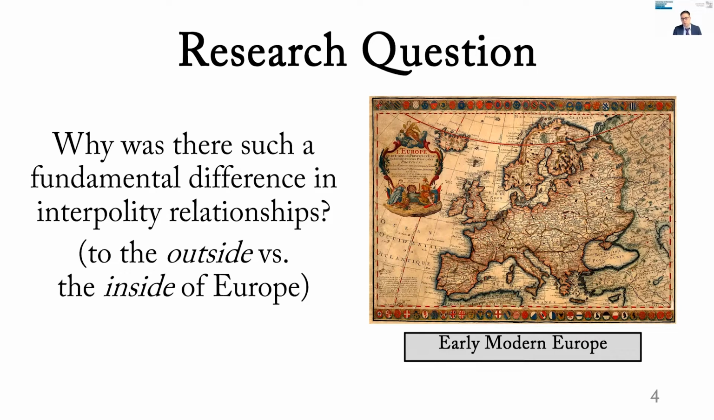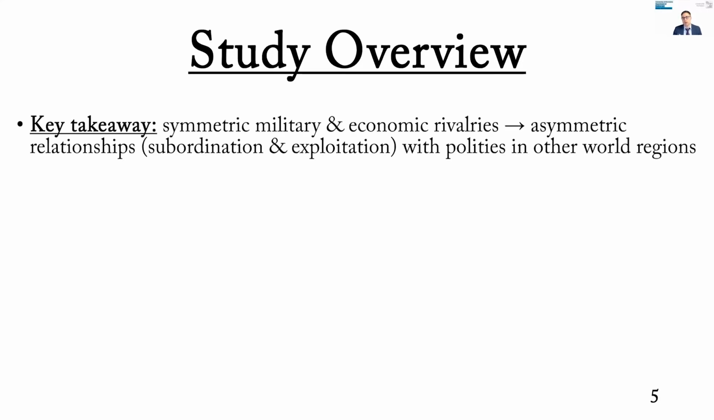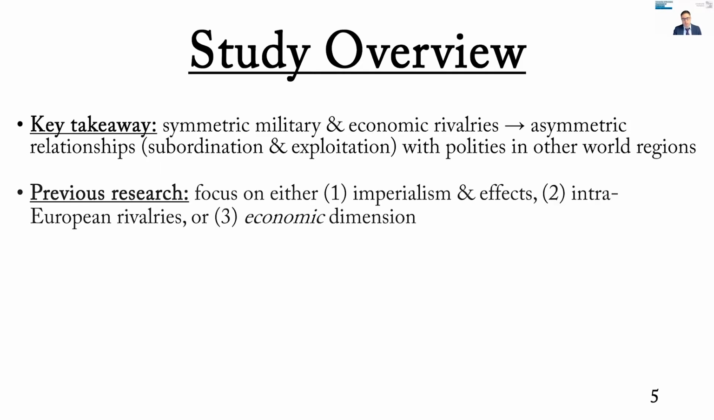Before I go into detail on my argument, let me give you a broad overview, including the key takeaway of the study. My primary argument is that the symmetric military and economic rivalries inside of Europe were partly constitutive, an enormously important factor, in creating the asymmetric relationships that had the key features of subordination and exploitation of other world regions and their polities. This is different from previous research, because most previous research has looked at these different phenomena but has not connected them in the way that I do.